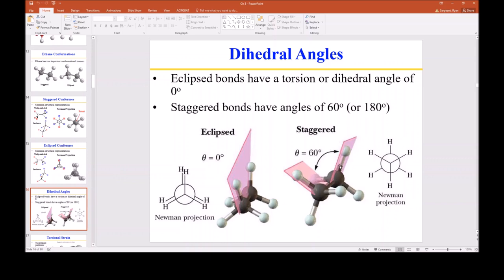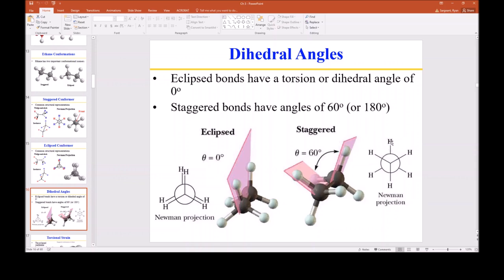So a dihedral angle is defined as the bond angle between the front hydrogens, or the front bonds, and the back bonds of a Newman projection. That's the best way to define dihedral angles. And notice how the end of that definition specifies that we're thinking about Newman projections. So a dihedral angle is the angle between the front atom and the back atom coming off in a Newman projection. So this is a 60 degree dihedral angle right here.